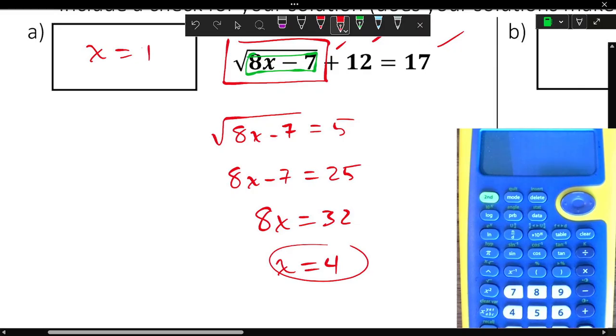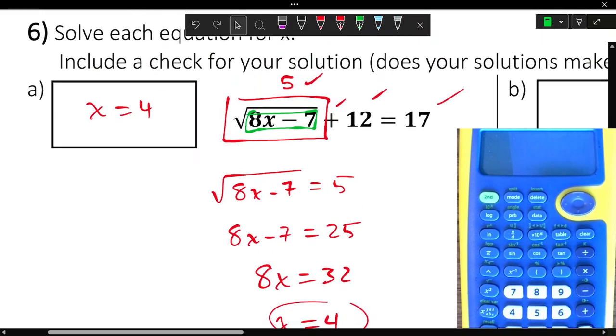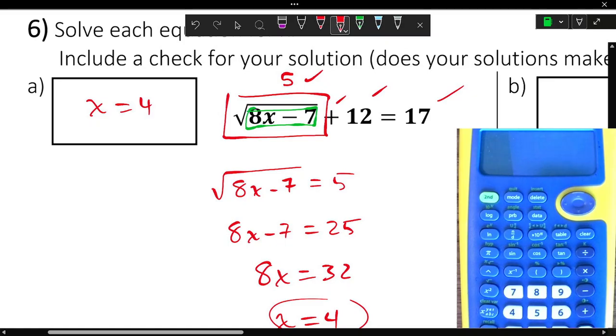X is 4. Again, if I'm sitting in here, 4 times 8 is 32. 32 minus 7 is 25. Square root of 25 is 5. And 5 plus 12 is 17. It checks. So when I do this, I get 17 on both sides. So it most definitely checks.